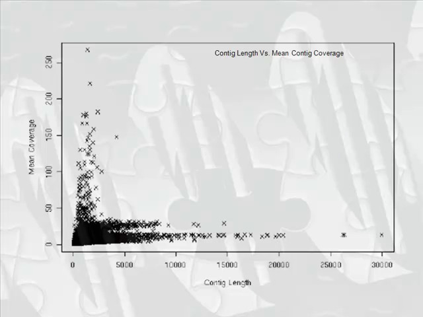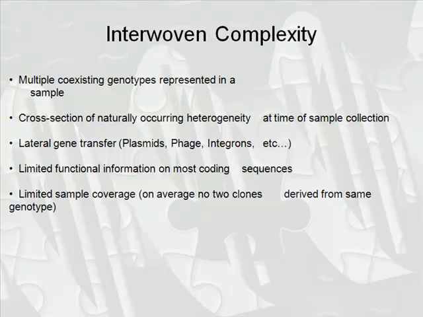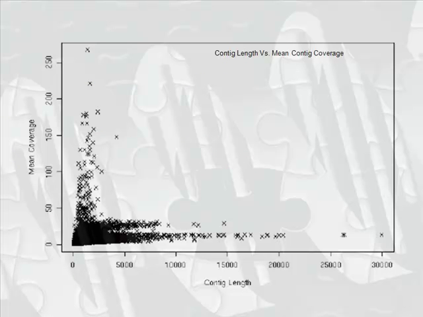So this is an example of a typical assembly result from a metagenome. Okay, so I'm actually going to be talking a little bit about the communities that this data is derived from. But what you're looking at here, it's a little bit blurry, is the mean coverage versus contig length. Okay, so here we've done 454 sequencing. We've generated a large set of reads, and we've tried to assemble them together. All right.